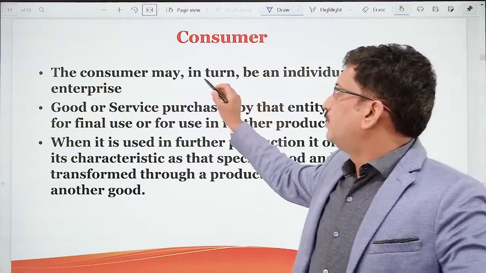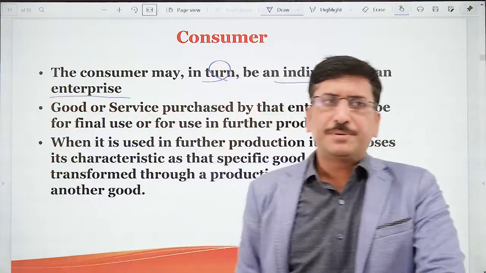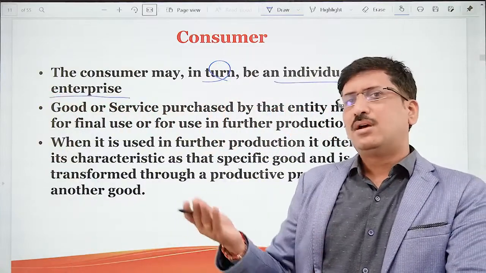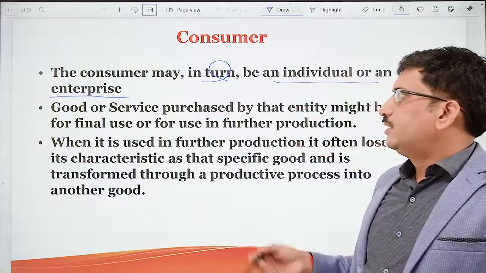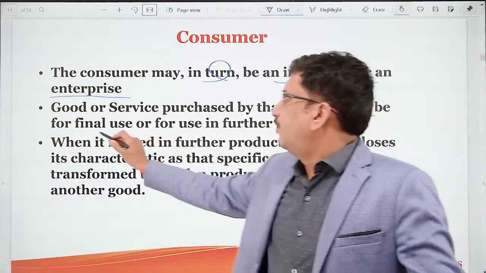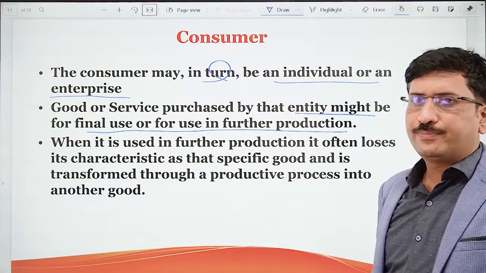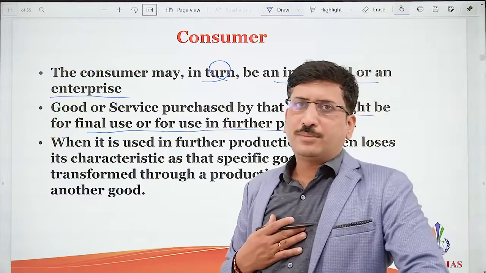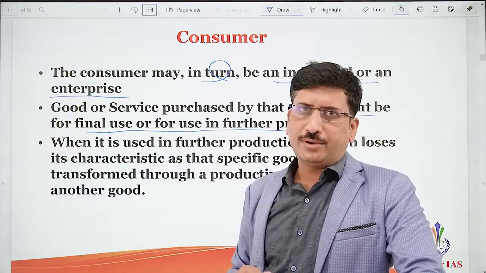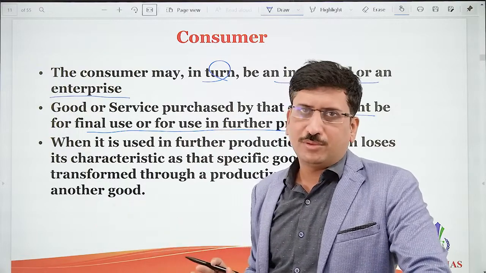A consumer may be an individual or an enterprise. Obviously a company may purchase something, or an individual may purchase something. So it may be a good or a service purchased by that entity, might be for final use or for use in further production. What is the meaning of this? For example, for my family, I am purchasing tea powder. I am going to use it for my final consumption.